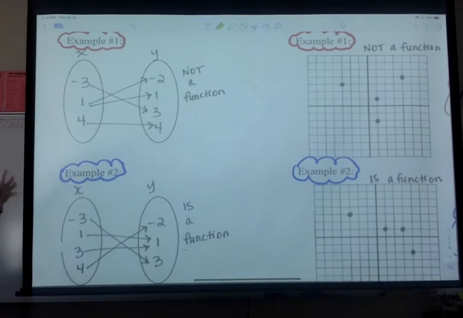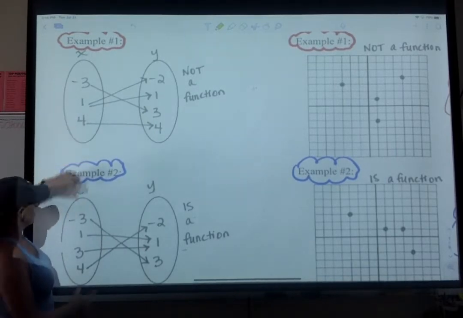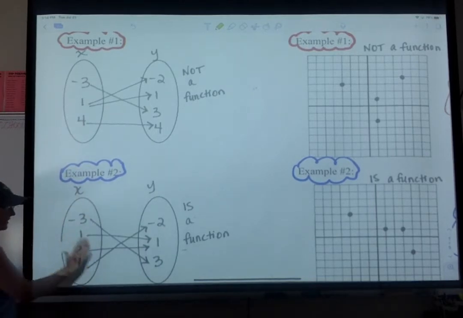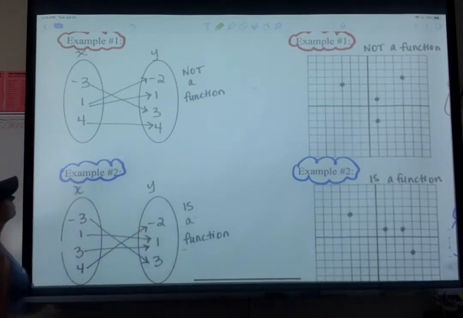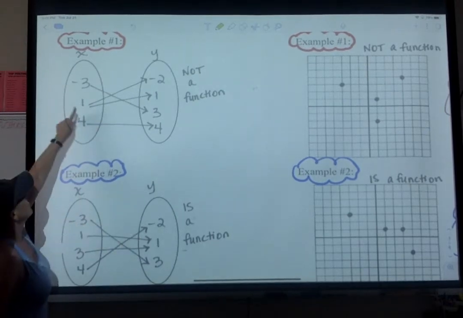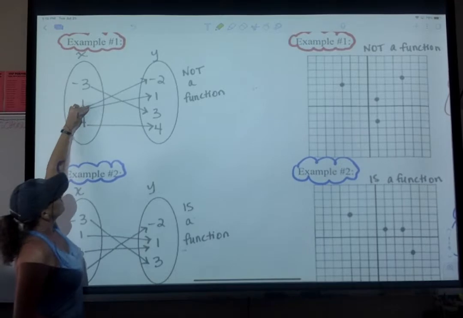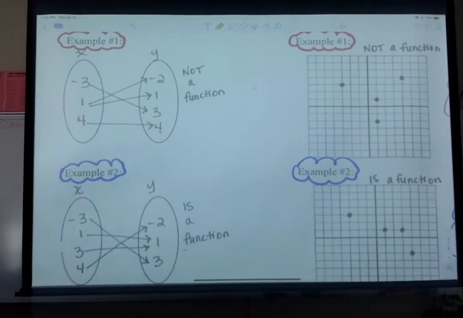To test if it's a function in a mapping, it's really easy. Just make sure that each x has only one arrow leading away from it. Each x can only point to one y value. So this one is a function. This one, because of this x coordinate right here that points to two different y values, is not a function.